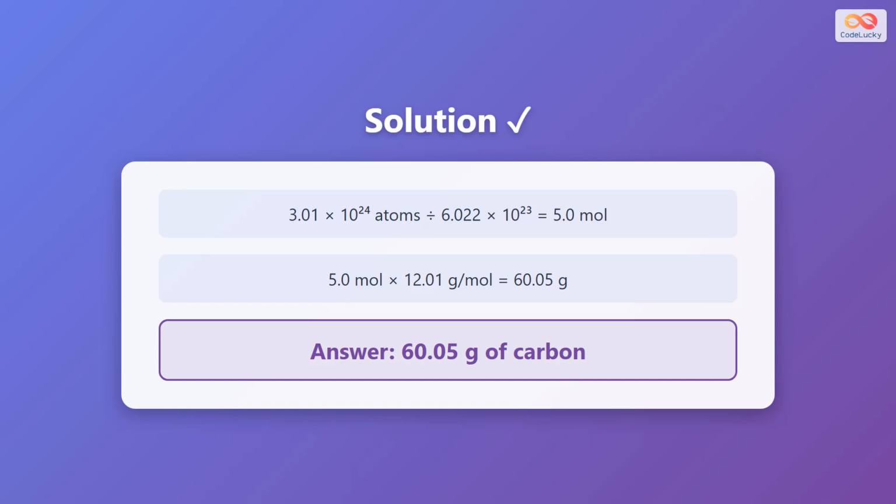Here's the solution. First, divide 3.01 times 10 to the 24th atoms by 6.022 times 10 to the 23rd to get 5.0 moles. Next, multiply 5.0 moles by the molar mass of carbon, which is 12.01 grams per mole, to get 60.05 grams. Therefore, the answer is 60.05 grams of carbon. This problem shows how we can start with individual atoms and end with a measurable mass using mole conversions.